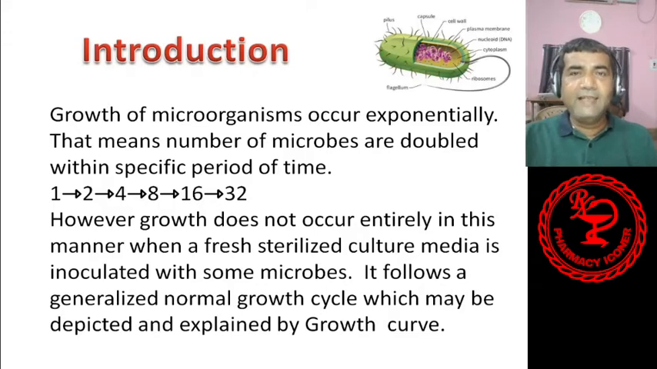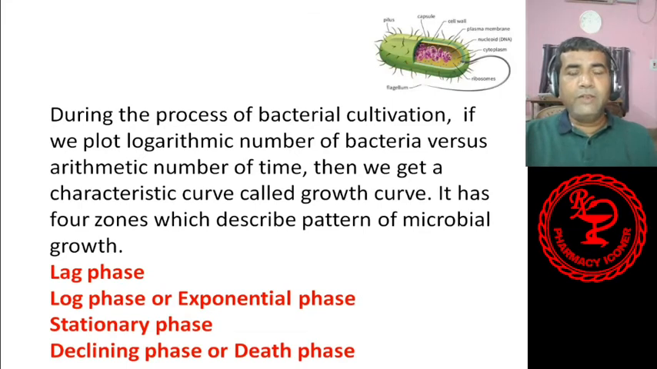When a fresh culture media is inoculated, it follows a generalized normal growth cycle which is depicted in this curve. So, during the process of bacterial cultivation, if we plot the logarithmic number of bacteria versus the arithmetic number of time, then we get a characteristic curve called the growth curve.